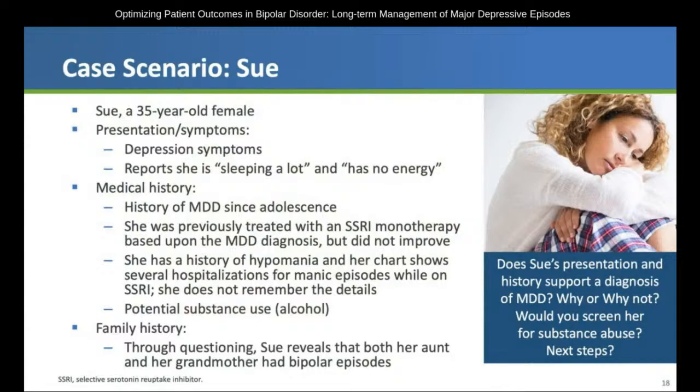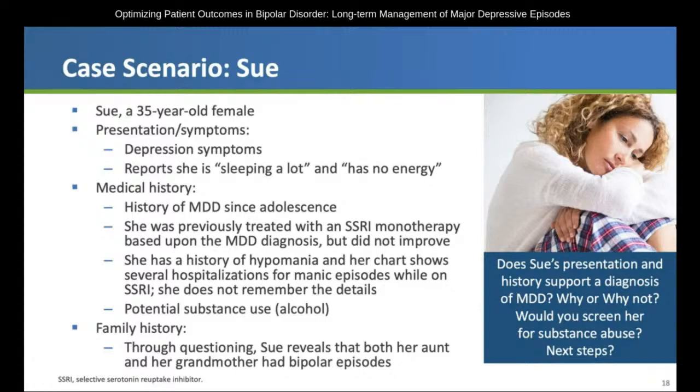Let's frame this in a case scenario of Sue. It helps us gel all this information together. She's a 35-year-old woman. She presents with depression and reports some atypical depressive symptoms. Sleeping a lot, has no energy, but sleeping a lot differs from the usual insomnia complaint of a major depressive episode associated with MDD. But let's not hang our hat on that. Let's find out more about Sue.